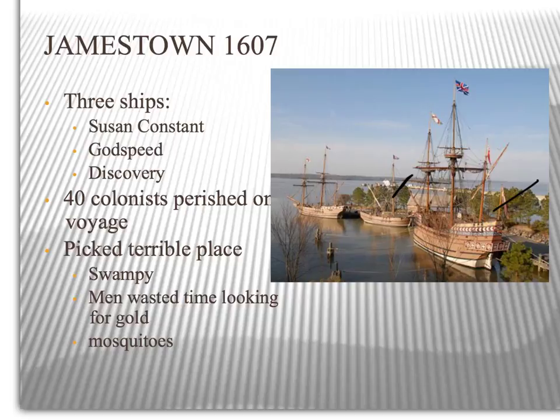40 colonists perished on the voyage itself. They had picked a terrible place. It was very swampy. The men wasted time looking for gold. Many of them were not farmers. They were not hardworking men. Again, many of them were laws of primogeniture men. And there were thousands of mosquitoes, because they had reached this swampland, so not very hospitable.